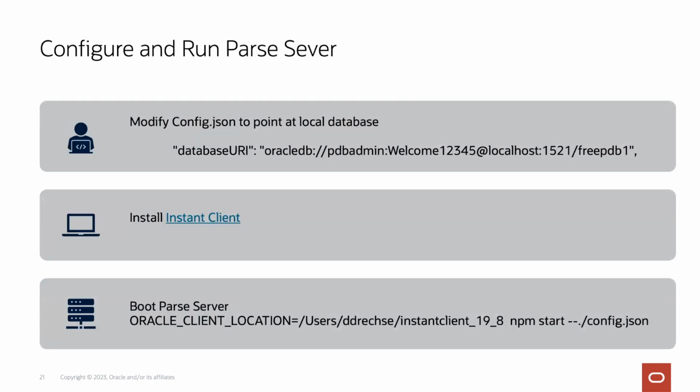To configure and run Parse Server, first you need to configure the connection string in config.json. This is the default connection string and should just work with the free 23c image. The next thing you have to do is install the client libraries, the Oracle Instant Client, and make sure they're accessible, and then boot the server using this npm command. And then the server will connect to your local database and you can start development, which the following demo will show.